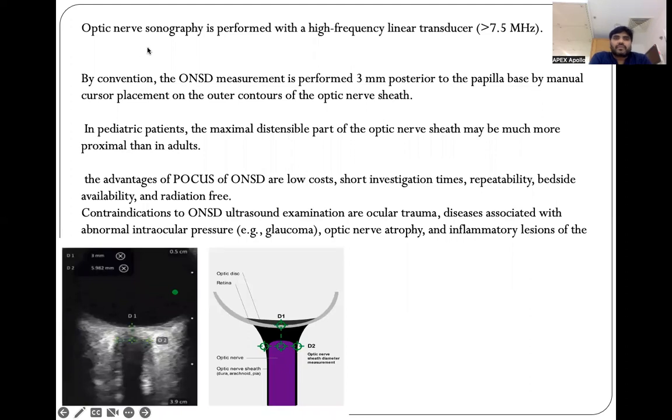Optic nerve sonography is performed with a high-frequency linear transducer, using more than 7.5 megahertz. ONSD measurements are performed 3 mm posterior to the papilla base, but in a pediatric patient the sheath may be much more proximal than in adults. The advantages of ONSD are low cost, short investigation time, repeatability, bedside availability, and being radiation free. Contraindications include ocular trauma, diseases associated with abnormal intraocular pressure, optic nerve atrophy, and inflammatory lesions of the brain.